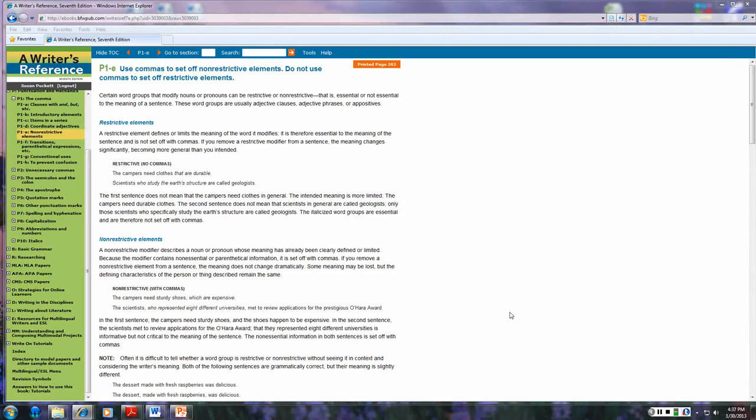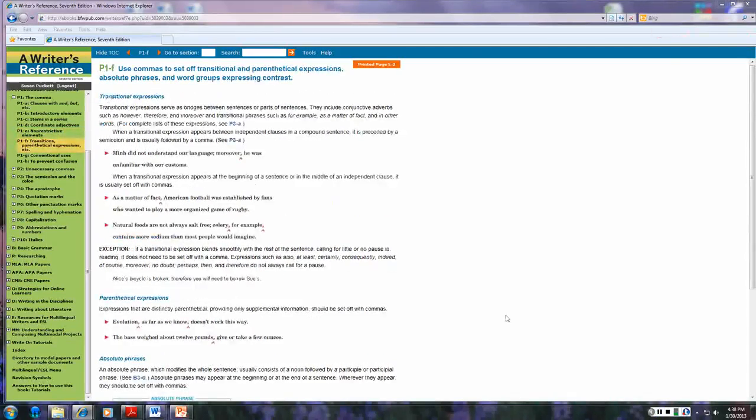If you look at the restrictive phrases or elements, clauses or phrases, commas are not necessary. Campers need clothes, not just any kind of clothes, but clothes that are durable. Scientists who study the Earth's structure are geologists, not just any scientists. So they restrict the meaning of the word they modify. Notice that "that" typically begins a restrictive element; "which" and "who" may go either way, but typically we find that "which" begins a non-restrictive element.